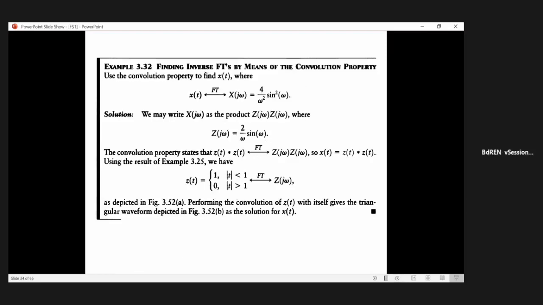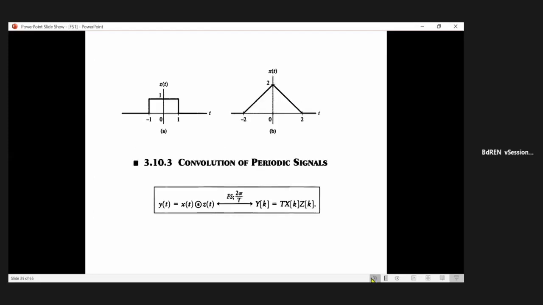Okay, an example is there. Another example is that if we want to, by using the convolution property, find the Fourier inverse of a signal, something like this. You see that this equation is a bit complicated.